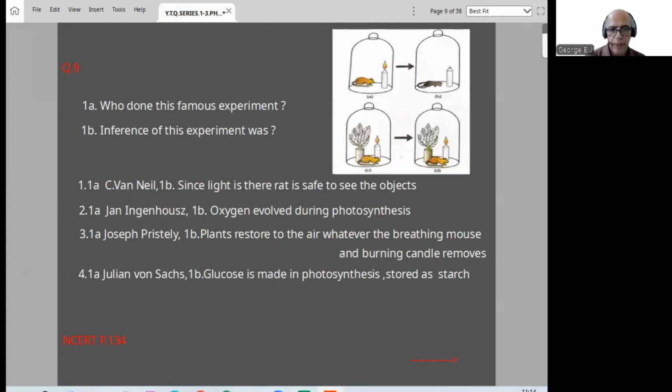Again, the diagram: you should remember who did this famous experiment and what the inference of this experiment was. So the ninth one. See, this experiment, historical accounts, is an important area for the exam, even matching, fill in the blank, likewise. This experiment belongs to Joseph Priestley. Below the diagram, you can find Priestley's experiment written. And the inference: plants restore to the air whatever the breathing mouse and burning candles remove. Oxygen will be removed, so plants will supply it due to photosynthesis. So option-wise, it is 3. I think the idea is clear to all of you. Now comes the tenth one.